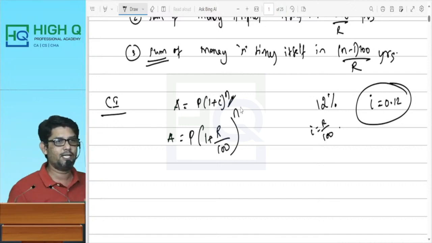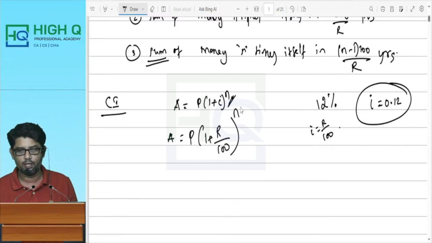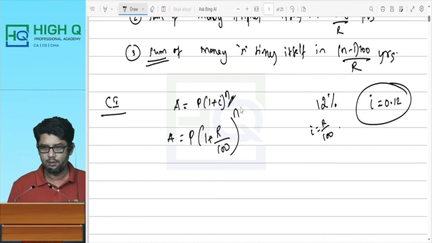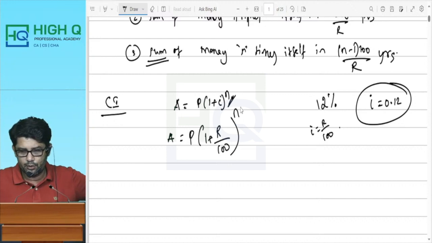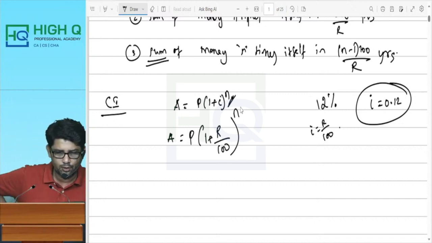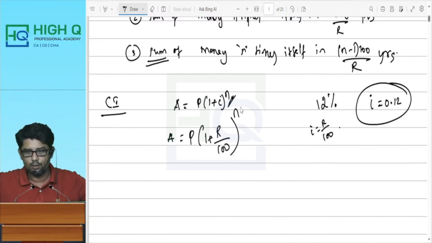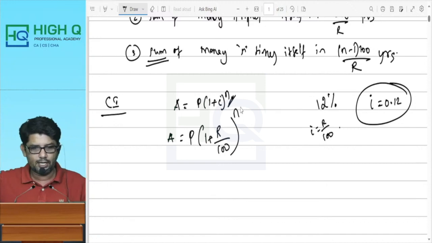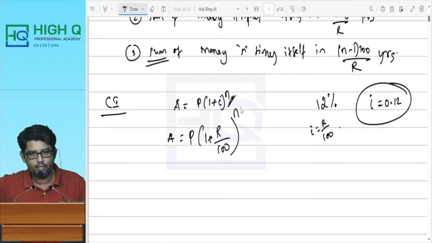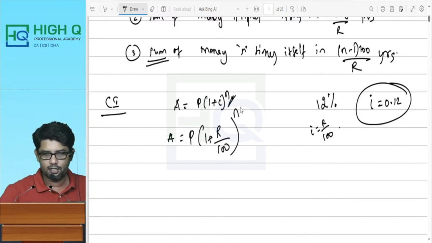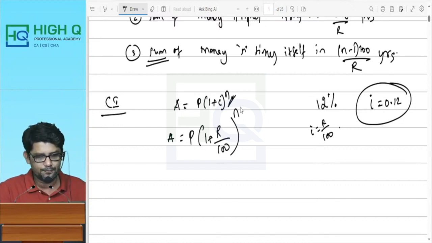If it is quarterly, then what is I equal to? Yes, Rahul, right. 0.03. Why did someone give me 0.04? If it is quarterly, what is I equal to? Yes, right. 0.03, very good. If it is quarterly, 0.03. Excellent.